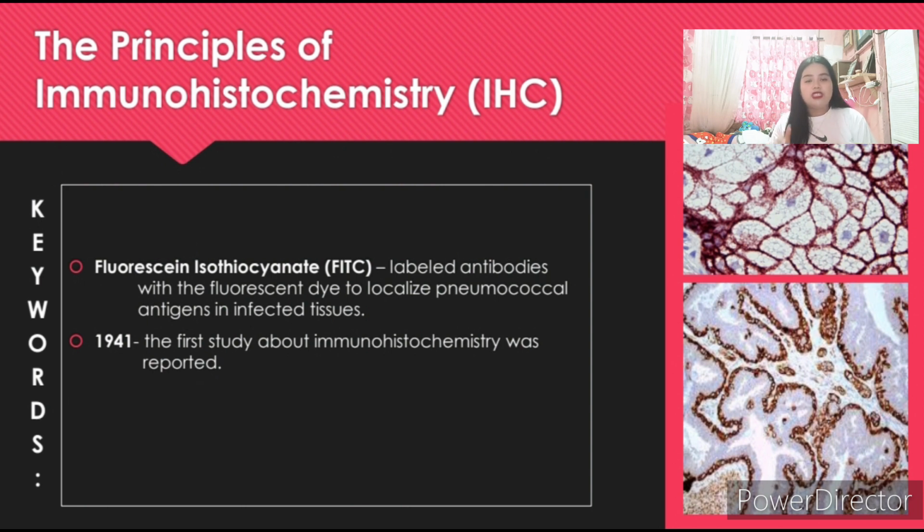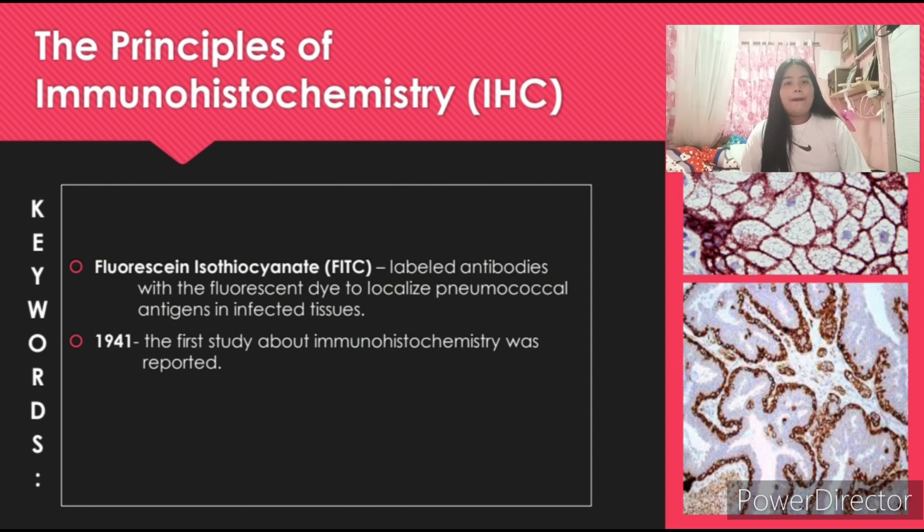So the principles of IHC were existent since 1930, but the first study about IHC was reported in 1941. So, Coons, kasama yung mga katrabaho niya, they used the fluorescein isothiocyanate or also known as FITC, na they are labeled antibodies that have a fluorescent dye to localize the pneumococcal antigens in infected tissues. So, sa pamamagitan ng pag-expand at pag-develop ng IHC technique, na-discover natin ang tinatawag na enzyme labels. Ito naman, ang mga halimbawa nito ay ang peroxidase at alkaline phosphatase. Tapos, na-introduce sa atin ang colloidal gold labels. Ito naman ay ginagamit para ma-identify ang immunohistochemical reaction sa pamamagitan ng paggamit ng both light at electron microscopy levels.